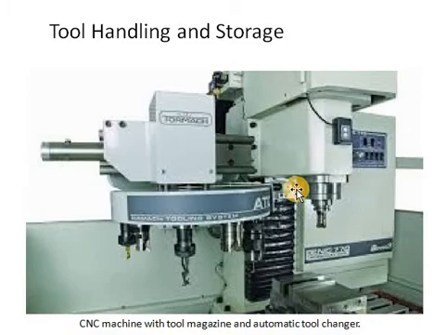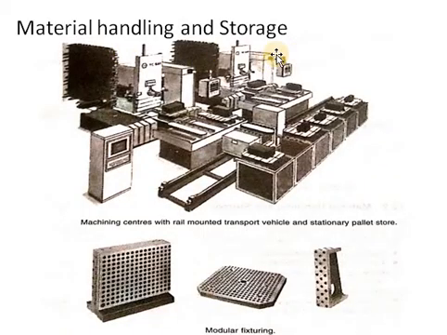Yes, there is a limit to the maximum number of tools available at the machine tool. You can say 20 to 120. Refurbishing of the entire tool magazine is normally done during the start of the shift. A CNC machine tool with tool magazine and automatic tool changer you can see in this figure. So this is tool holding and storage, and next we talk about material handling and storage.